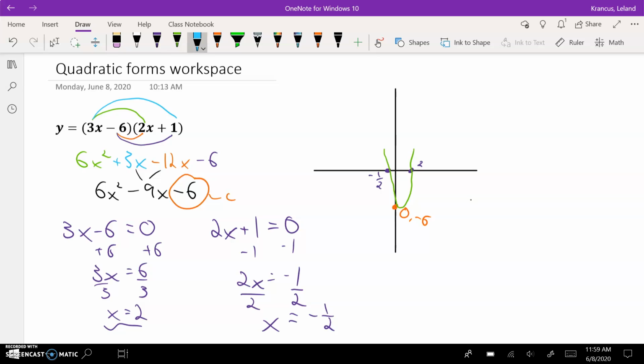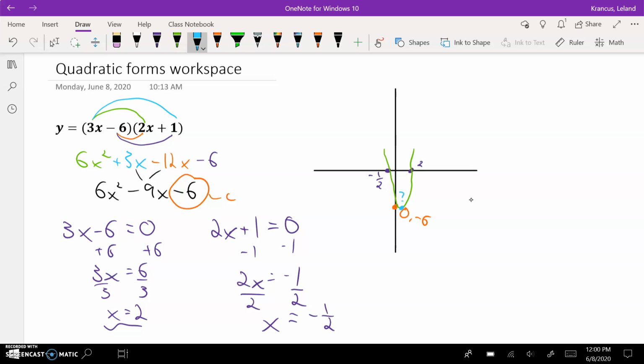So now what we want to do is try and figure out what the vertex is. We want to know what this point is right there. So remember, the x value of the vertex is the point directly in between the two x-intercepts. So between x is 2 and x is negative 1/2. First of all, you want to figure out the midpoint between those two. So first you want to find the total difference between those numbers on the number line. So they're 2.5 units apart.